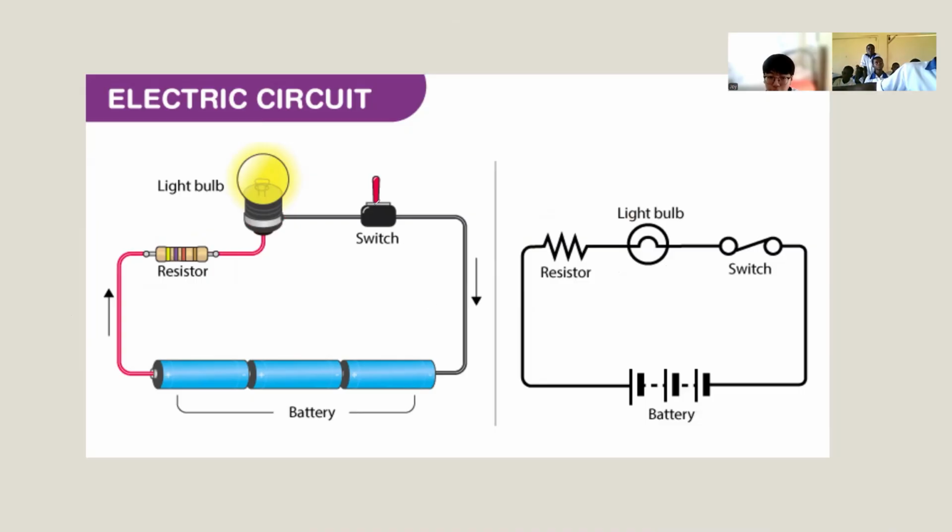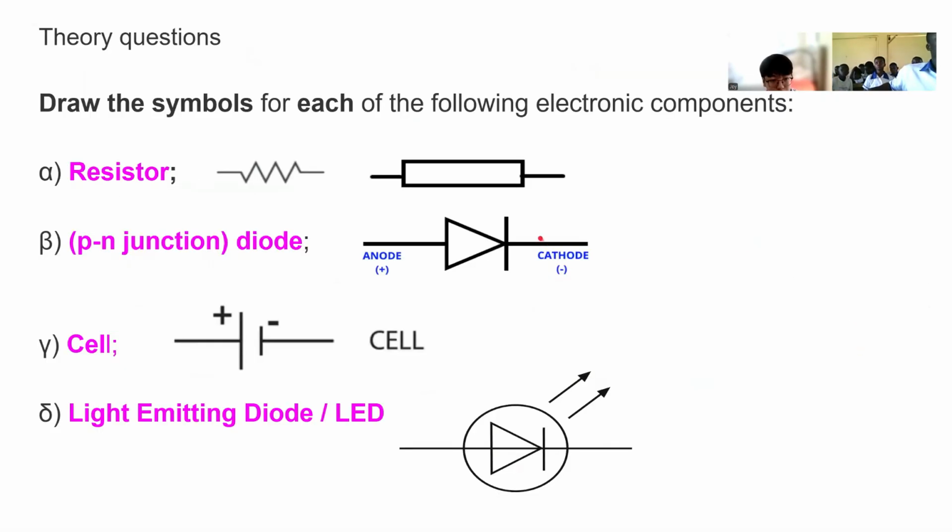And finally, we have the switch. Switch looks like this, sort of, in real life. But in a diagram, it's represented like this, the switch. So you can see how the electric current circuit can be drawn. Okay, so yeah, here are just some examples of the symbols.